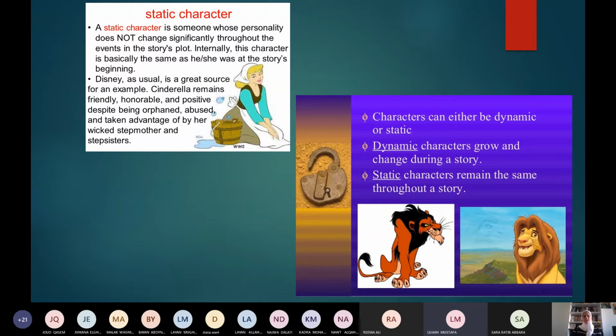So now we're done with the static and dynamic? Yes, I have a question. Yes, please. Can the dynamic character be a character that goes from good to bad, not just bad to good? Yes, any change. Any form of character development. Okay, thank you. Continue.